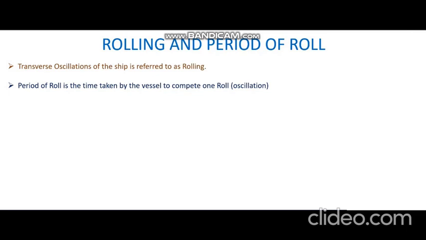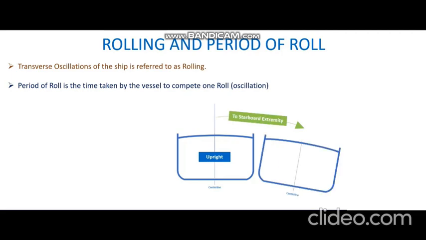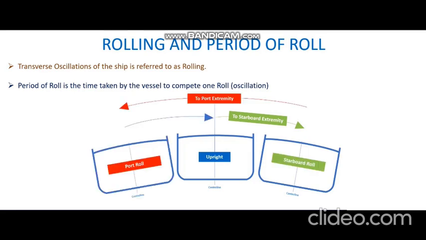One roll means she comes back to the same place after completing the full thing, and that is one oscillation. Like you know what one oscillation of a pendulum is, likewise one roll. If the ship starts from upright condition, then she goes to extreme on one side, then she goes to the other extremity, and she comes back to upright. And this is what completes one roll. Correct, guys? Yes or no?